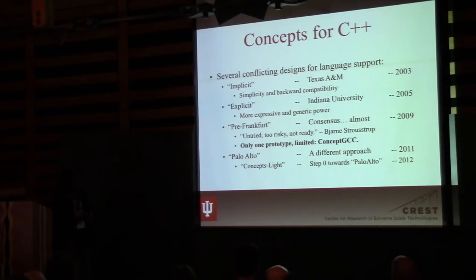Now, recently, Concepts Light came, and the way I view Concepts Light is kind of like a step 0 towards providing the language semantics for the Palo Alto proposal. They're starting very, very minimally, only checking the surface of concepts and focusing on template uses. But even while focusing on template uses, they're still missing some aspects that are very crucial to checking the uses of templates.